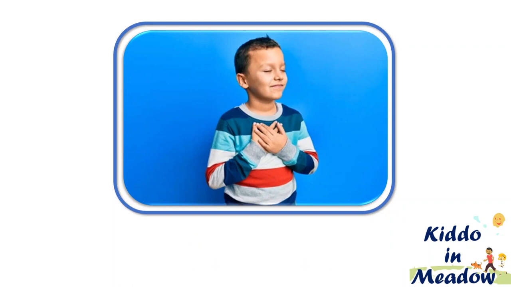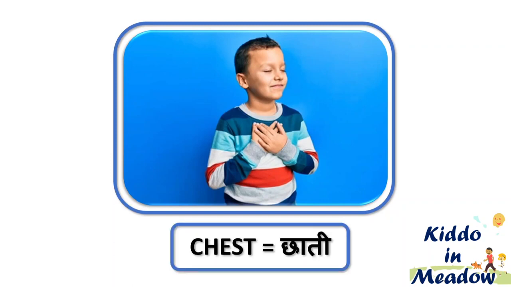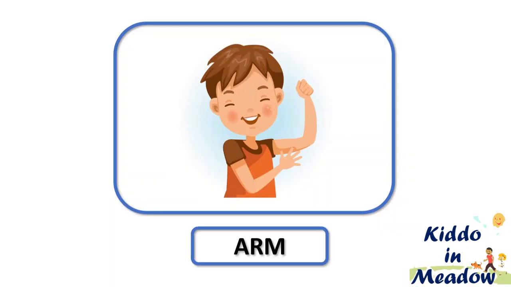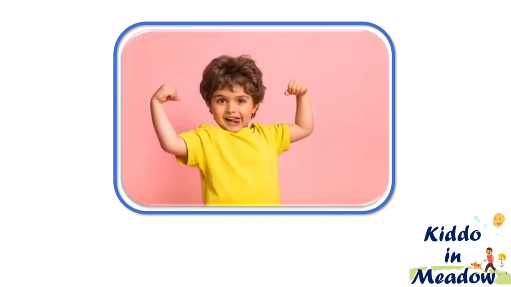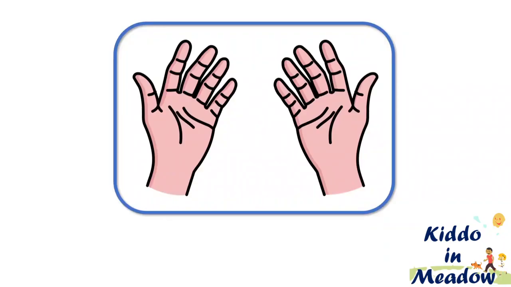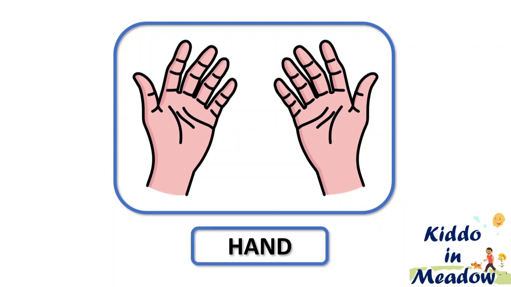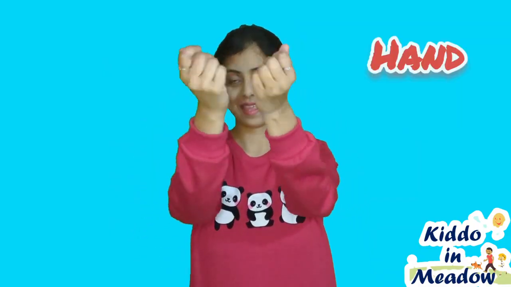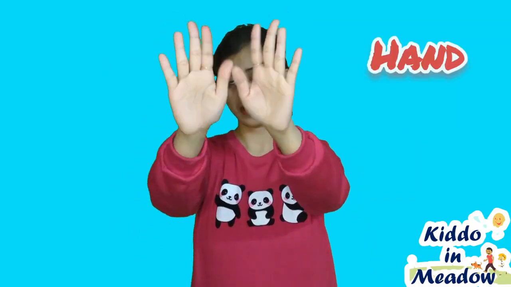This is chest yani chhati. Chest. This is arm. Arm yani baah. Arm. This is hand. Hand yani hand. Hand.